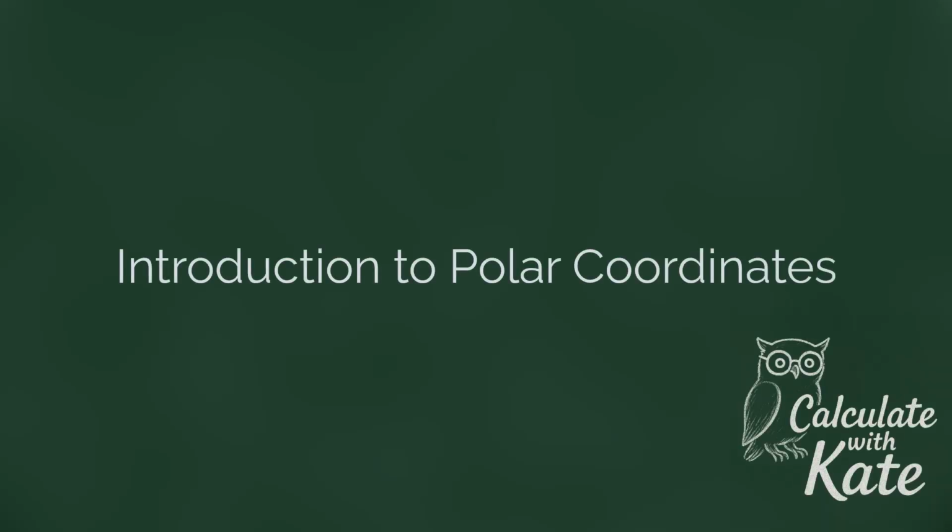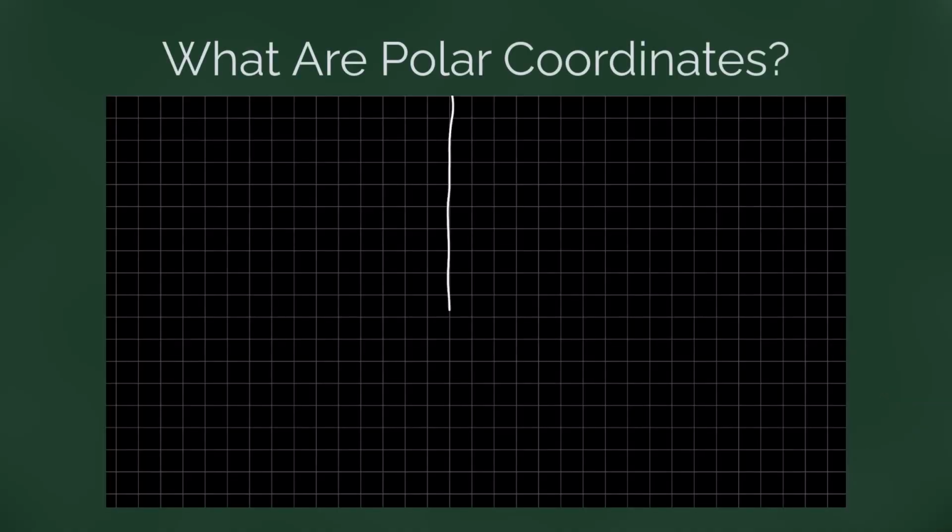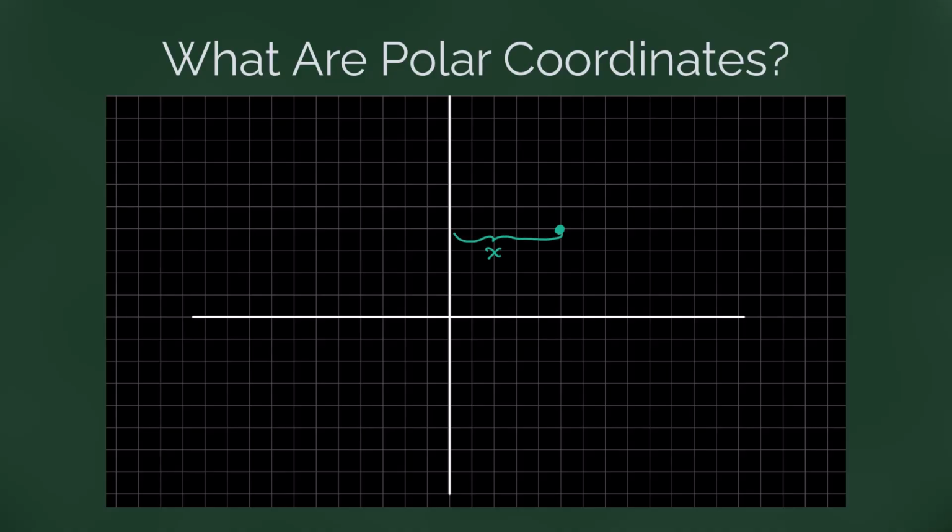For most of mathematics, we've used a system called Cartesian coordinates to identify where a point sits in a graph. Here we're going to learn about a new system called polar coordinates. In a Cartesian graphing system, when we identify a point, we use its vertical and horizontal distances to identify its location. We call the horizontal distance x, and we call the vertical distance y. And then we label the point as (x, y).